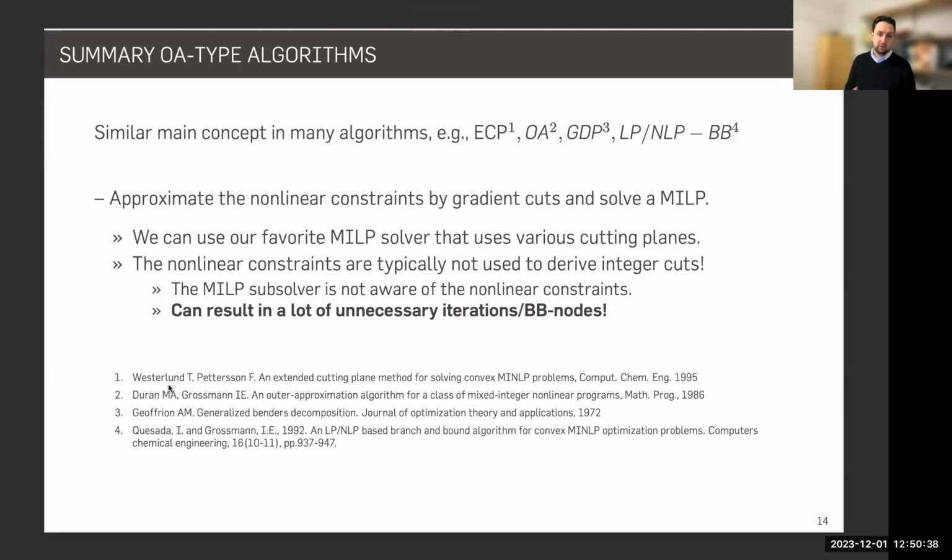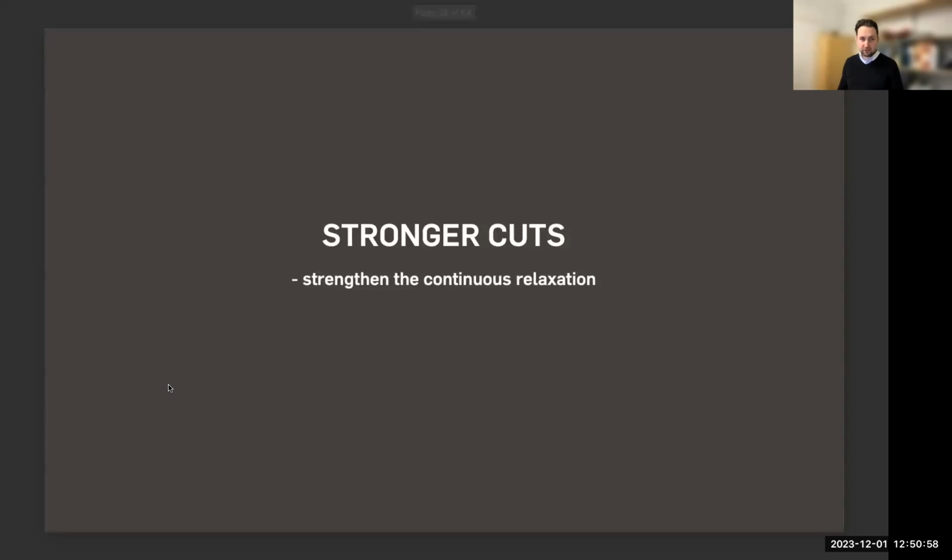And this is because if you have a basic implementation of these algorithms, then the MILP subsolver is not aware of the nonlinear constraints. It only sees the outer approximation that we give it. And this can result in a lot of unnecessary iterations and consequently a lot of unnecessary branch and bound nodes. So we want stronger cuts, and specifically we want to strengthen the continuous relaxation.